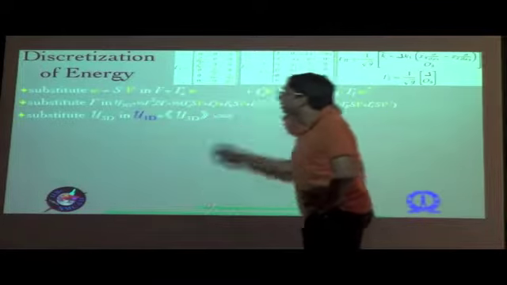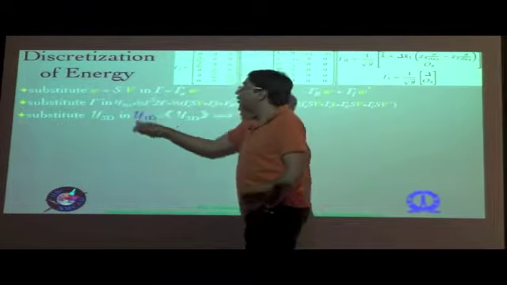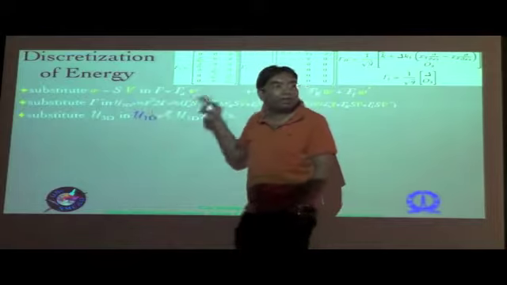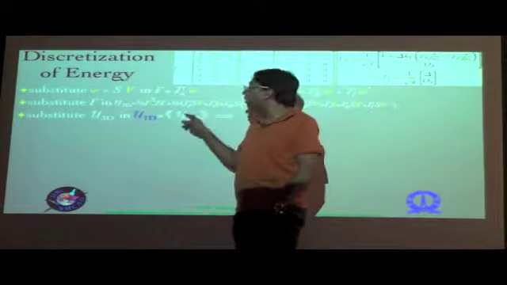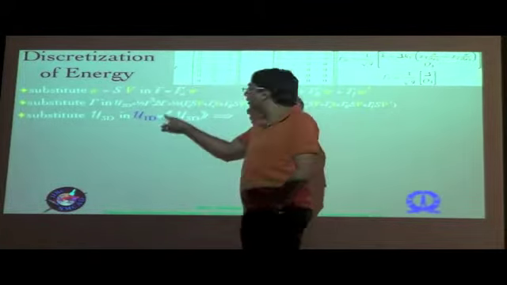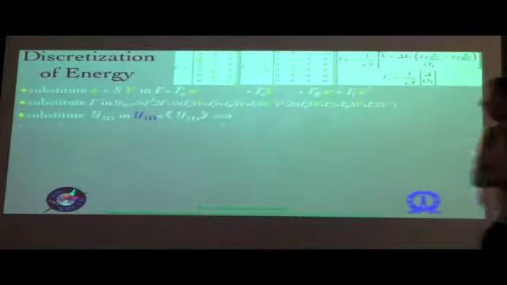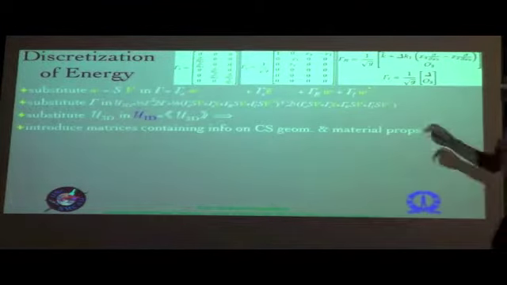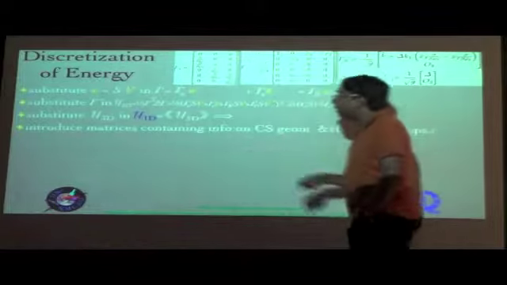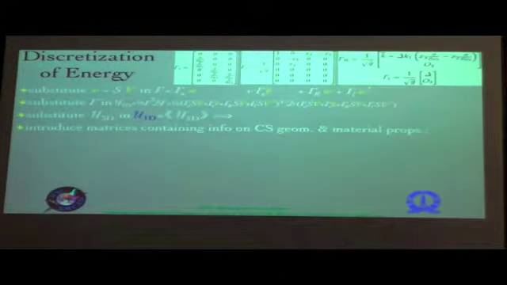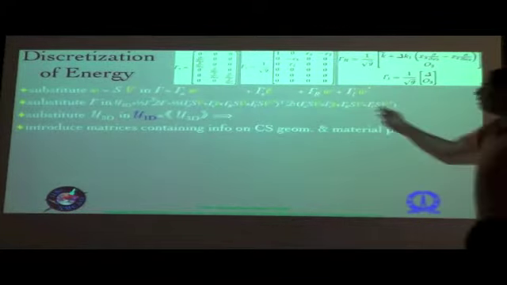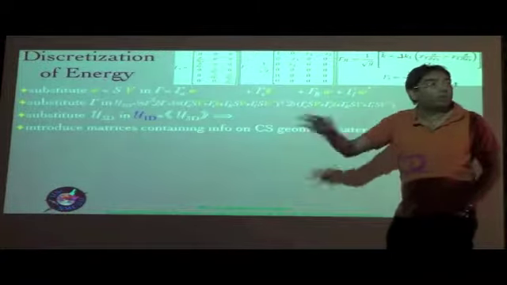So now what we do is we substitute this U3D in the expression for U1D, which is nothing but the integral over the cross section after multiplying by square root of G, and that's why you see these double angular brackets over here. Now introduce matrices containing information on cross-sectional geometry and material properties. If you leave them as they are, it becomes quite messy.